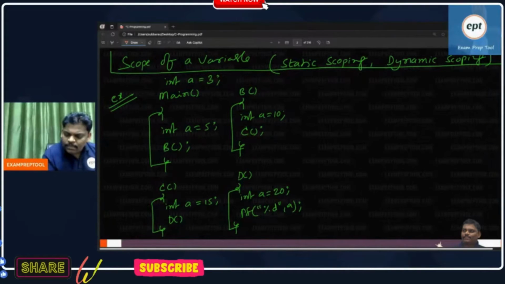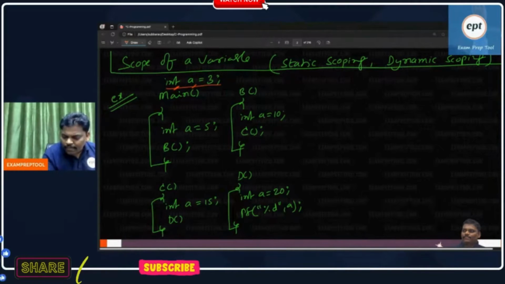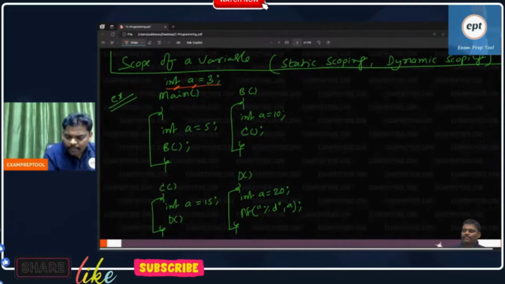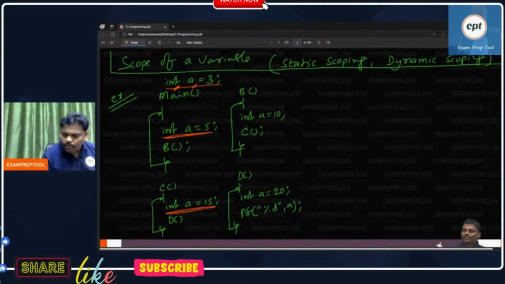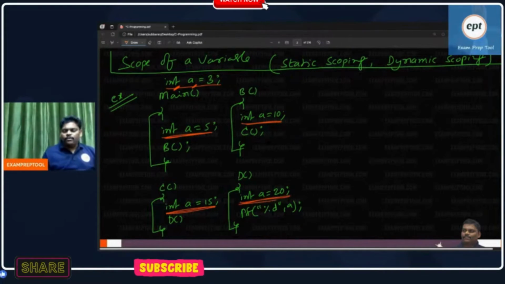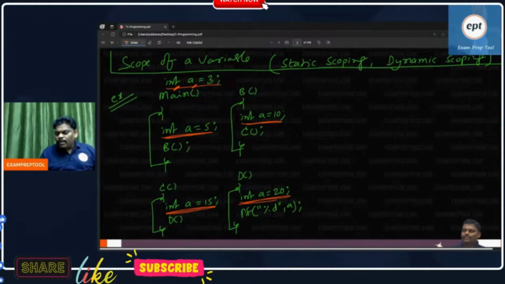Remember, a declaration contains a data type followed by a variable. That is called a declaration. Everyone remember. So it is also a declaration: data type followed by variable. Remember, this program contains 5 declarations.